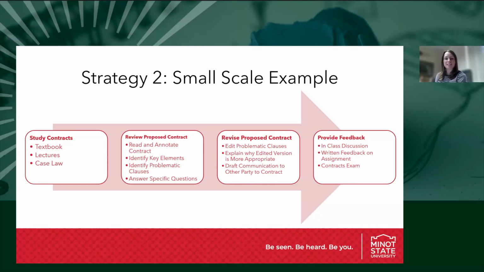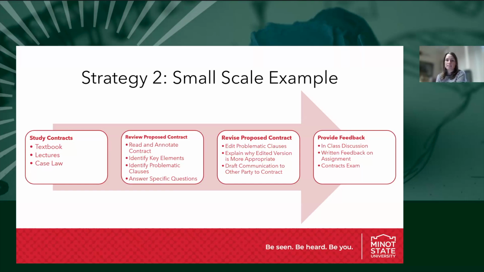And so it's usually a pretty heated conversation of how could you propose this language to us in class the day that the project is due. And so we have a pretty good conversation about it in class. I provide written feedback to them on all of their assignments that they do for that contract. And then we also have our contracts exam.